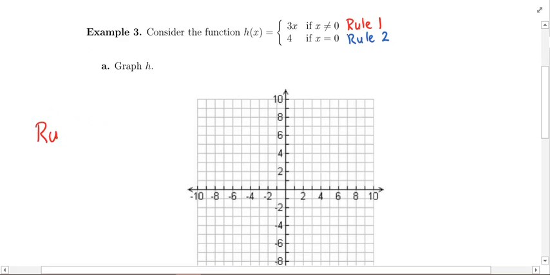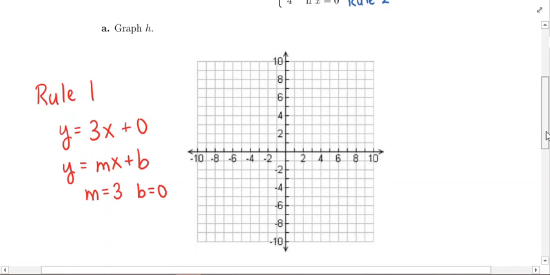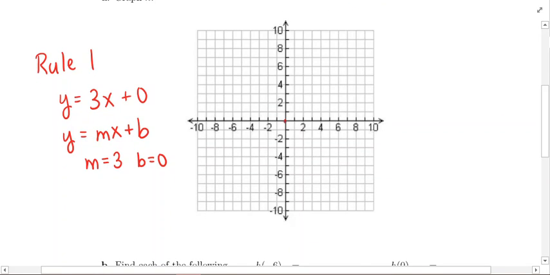Rule 1 is basically, remember, we've got h of x, that's the same thing as y, equals 3 times x. So this fits the bill of y equals mx plus b. So here this is going to be a line. The m value is 3 and the b value is 0 because you can write this as plus 0. So basically to graph this line out, the y-intercept is going to be 0.